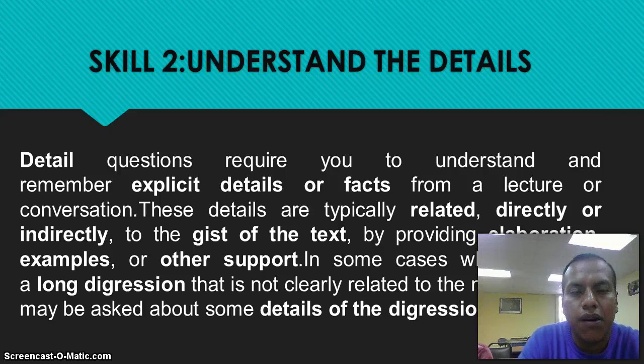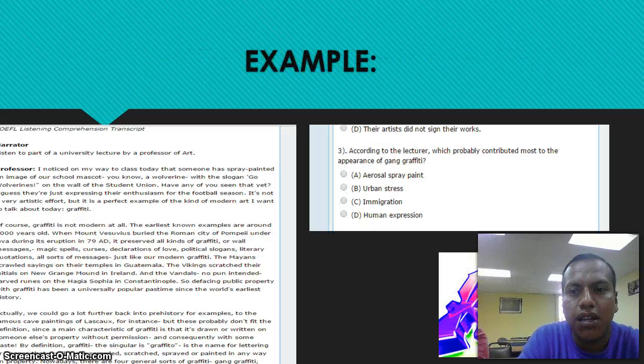So how can we identify this type of question? We could notice in the directions something like this: What is stated in the passage about? What is indicated in the passage about? According to the speaker? What does the professor say about? And the rest. We have to keep in mind that it is stated in the passage. Detailed questions are generally found in the same order that you listen.